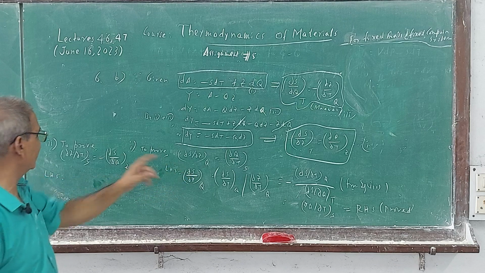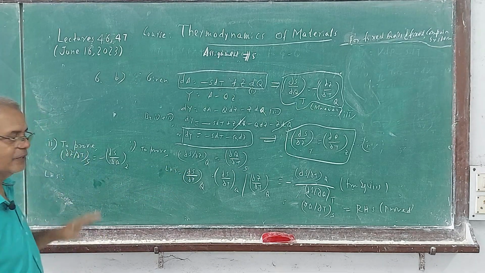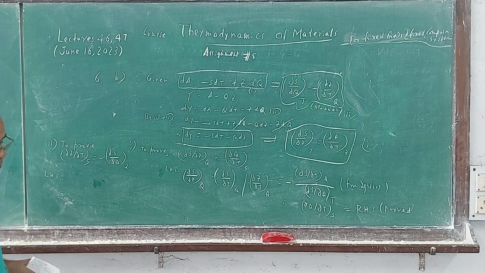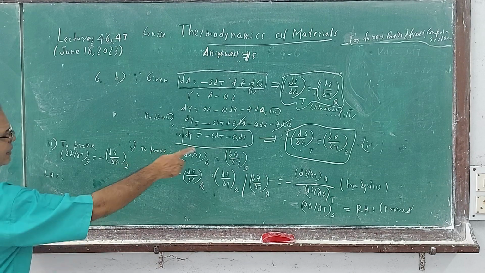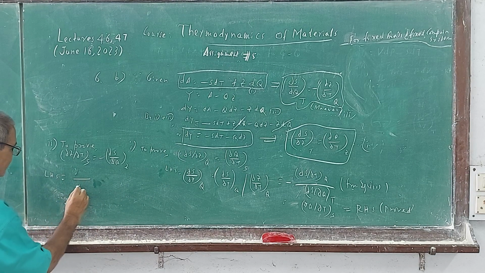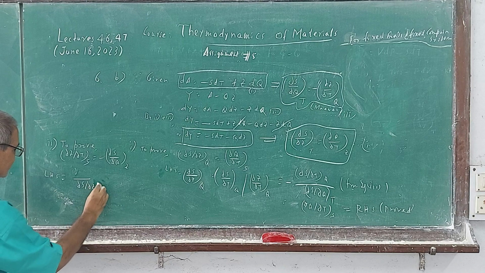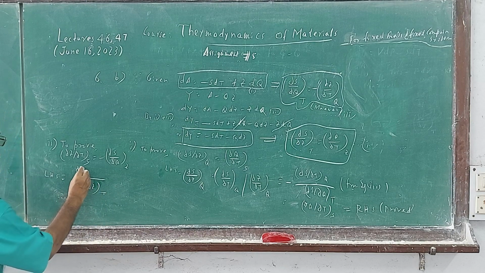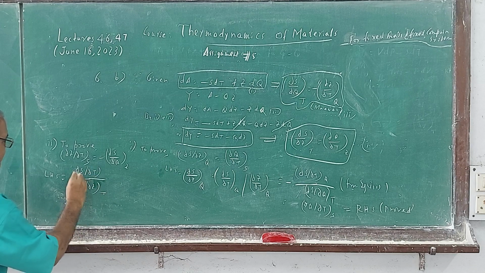So del S del T, this one. So what shall I write? I can write only one. The transform function gives only one option. Shall I write this? You want del S del Z. I am writing. Left hand side is del S by del Z at constant T. And what will it be? Obviously del S by del T at constant Z.